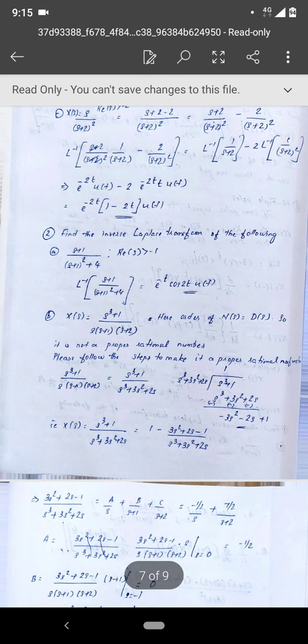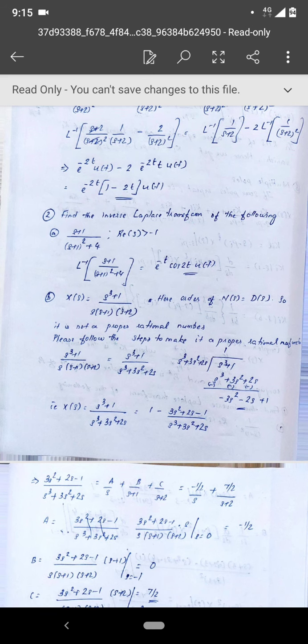Then similarly, find the inverse Laplace transform of the following: s plus 1 divided by (s plus 1) the whole square plus 4, or 2 square, where the real part of s is greater than minus 1. Here it is in the form of s by s square plus omega square, where omega is 2, and s is replaced by s plus 1. So s plus 1 is accounted for in the time domain by e raised to minus t. Then you only have to find the Laplace inverse of s by s square plus 2 square, which is nothing but cos 2t u of t.